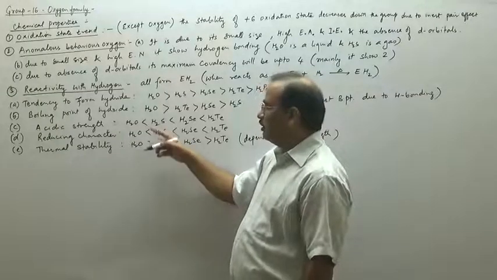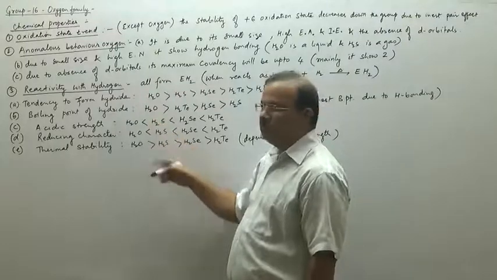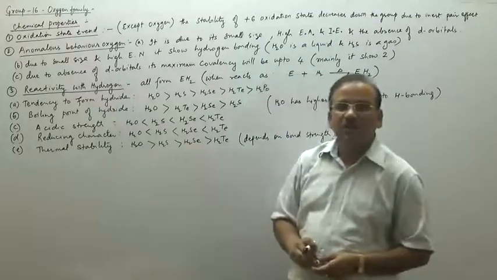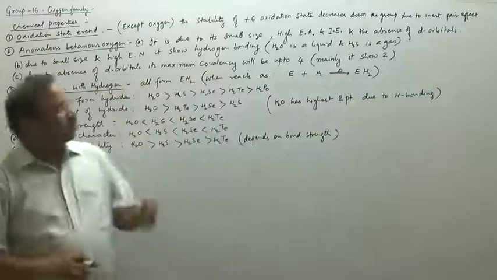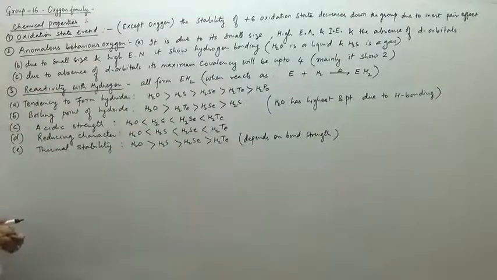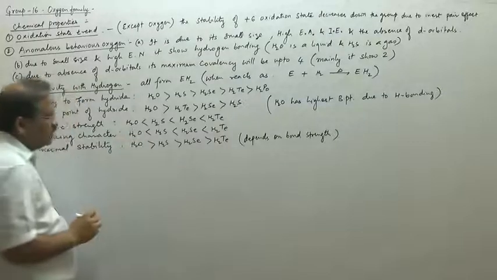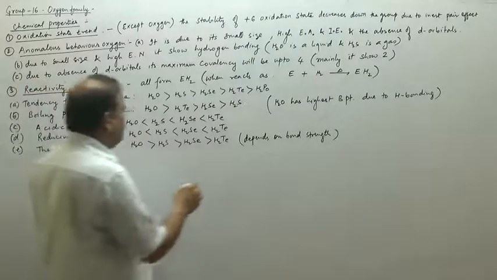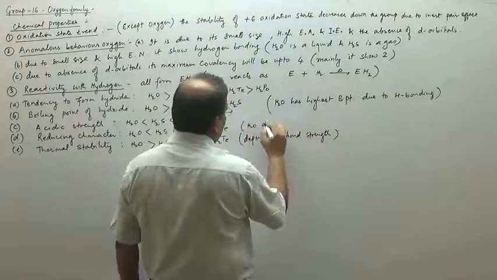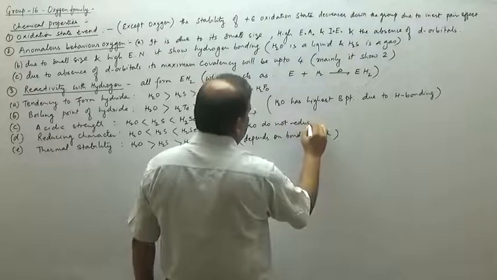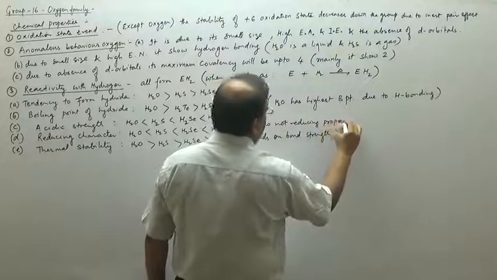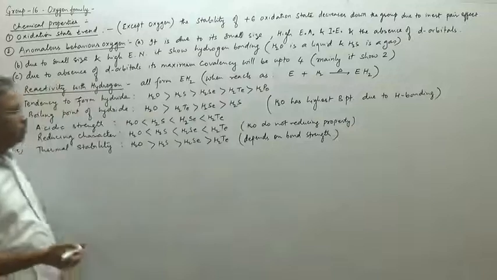The thermal stability will be opposite to that of acidic strength, because acidic strength is the tendency to give hydrogen. So like that you are able to tell the reactivity and the properties of the hydrides. Except water, all show reducing properties, which increase down the group. Water does not show a reducing property, H2O does not show a reducing property. Except that, all will show the reducing property.